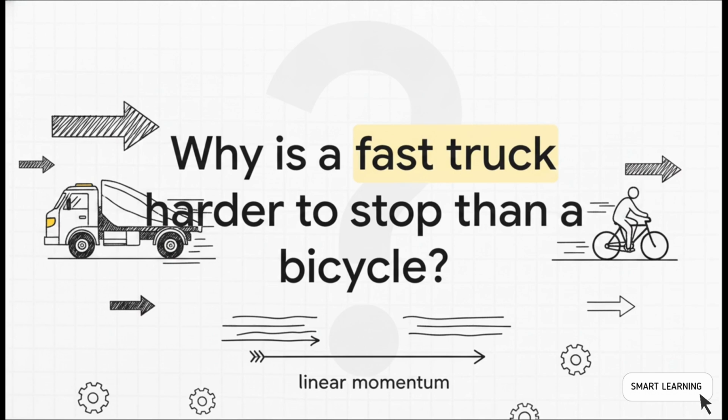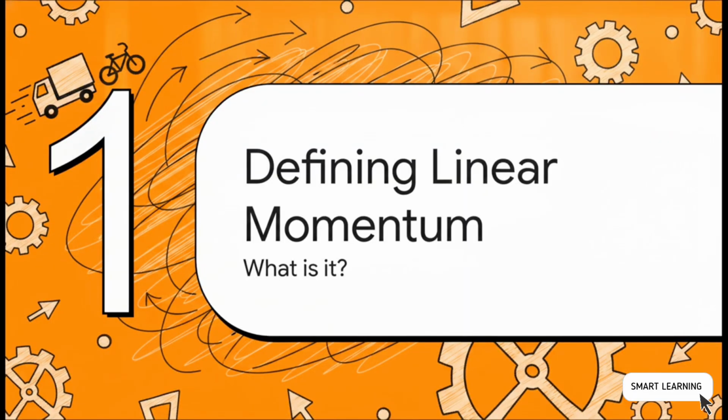But why is that? Why doesn't speed alone determine how hard it is to stop a moving object? Well, the answer to that question unlocks one of the most absolutely crucial concepts in all of mechanics and engineering. To solve this mystery, we need to transition into the formal science that gives us the vocabulary to really answer that truck versus bicycle question. So, let's get into Section 1, Defining Linear Momentum.